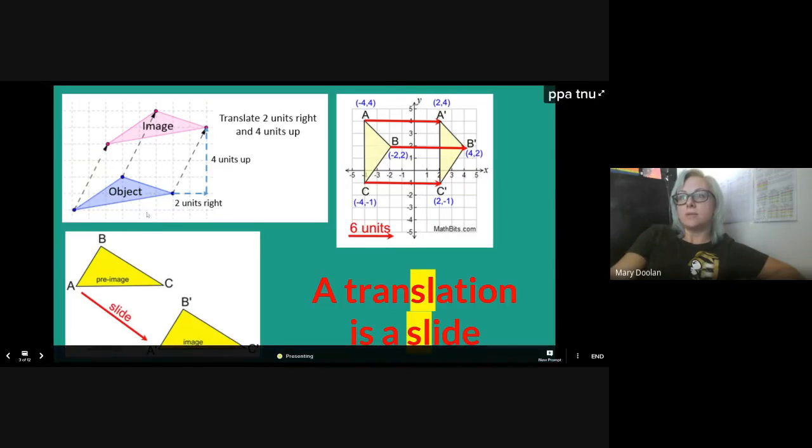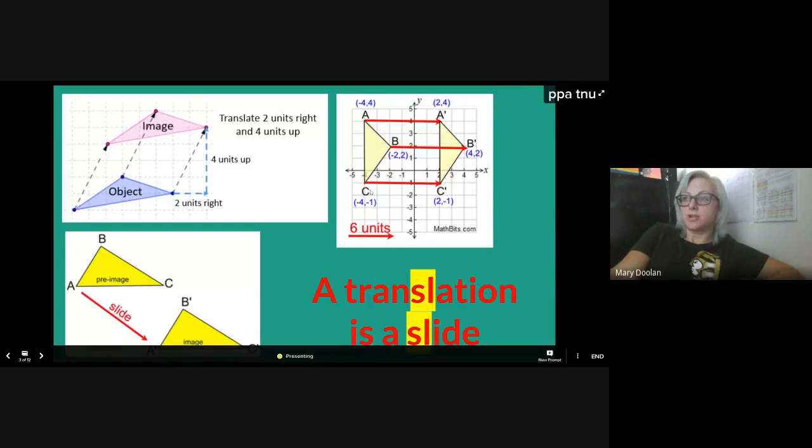And then we have some examples here. Translate 2 units right and 4 units up. The object that we're starting with, each of the vertices is moving 2 units to the right and then 4 units up. And notice if you go to all 3 vertices, that same thing is happening. It's going 2 to the right, 4 up, 2 to the right, 4 up, 2 to the right, 4 up. And then it creates the same exact image. It doesn't change size or shape. So that's one example of a translation.